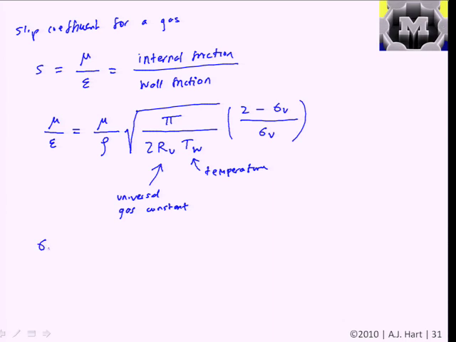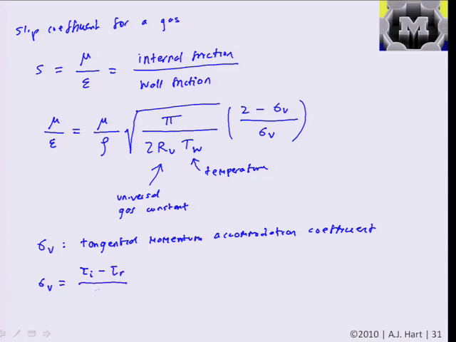And sigma v is what's called the tangential momentum accommodation coefficient. Kind of a mouthful. And we can write it out as the difference between the incoming tangential momentum of the gas molecule minus the outgoing or reflected tangential momentum, divided by the incoming momentum.